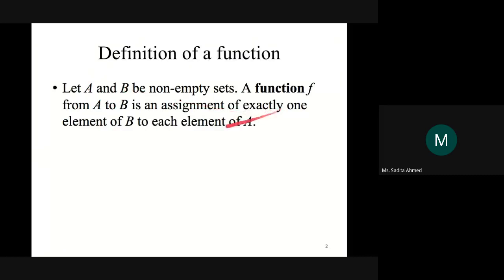So the key part here is this: each element of A and exactly one element of B. Why is this a key part? The first thing you'll have to check when you see an expression and determine whether this is a function or not, is whether every single element of the set on the left-hand side is mapped or not. That is the first condition, because each element of A has to be mapped. So once you see it, you'll have to check whether each and every one of the elements from the left-hand side is mapped or not.